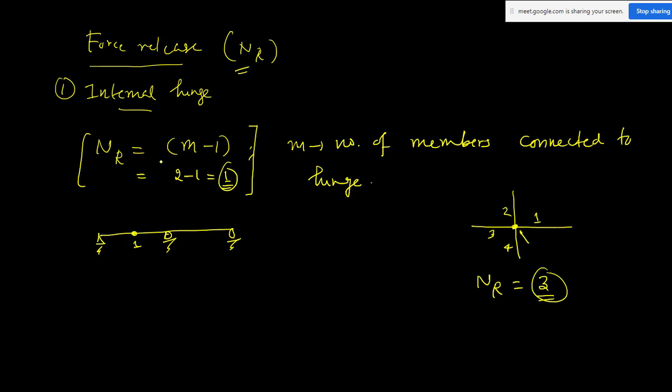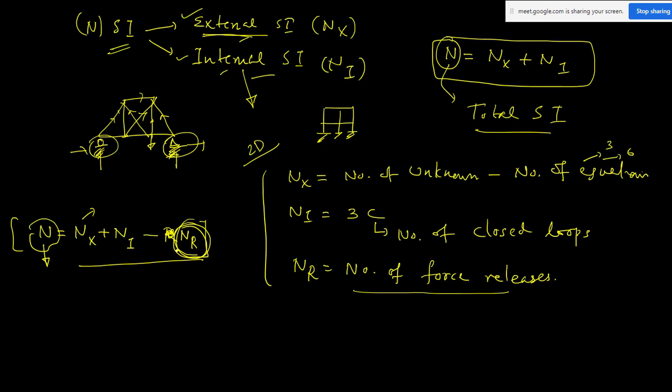The number of force releases due to an internal hinge is m minus 1, where m is the number of members connected to that hinge. If we have a situation like this, you are going to get an extra 3 equations. That extra equation we have to reduce. That is why I have written this equation like this, minus nr.